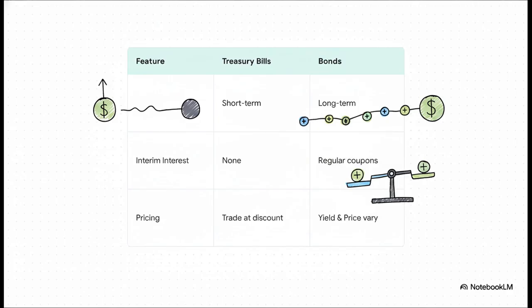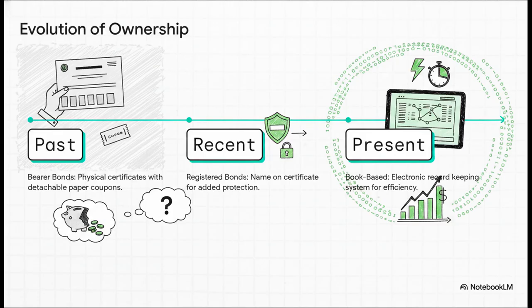Now flip over to the other side, traditional bonds, like a 10-year corporate bond. These are longer term and pay regular, periodic coupon amounts, usually twice a year. It is a completely different cash flow structure. And man, how we actually track who owns these assets has totally evolved.